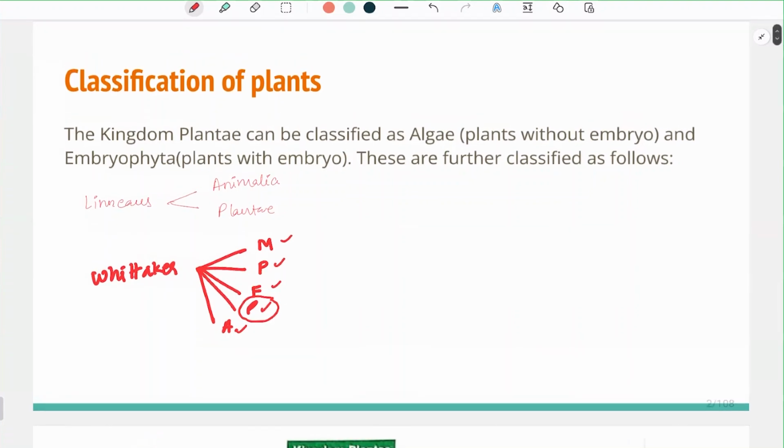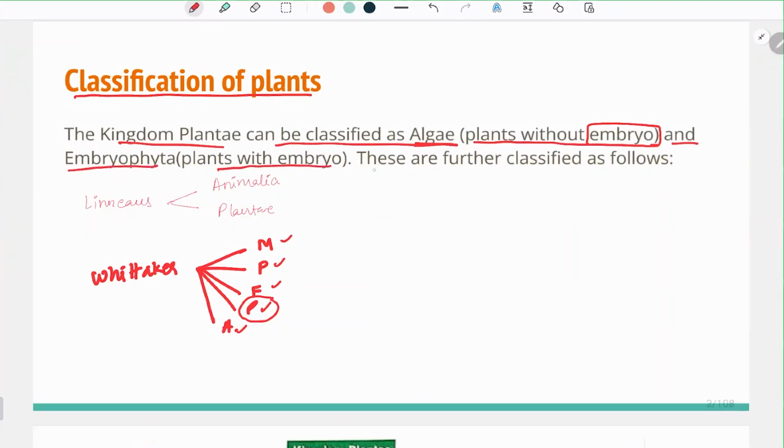The classification of plants. The kingdom Plantae can be classified as algae, plants without embryo, and embryophyta, plants with embryo. Embryo means a small portion of plant which will give rise to another new plant, that means the formation of zygote. These are further classified as follows.